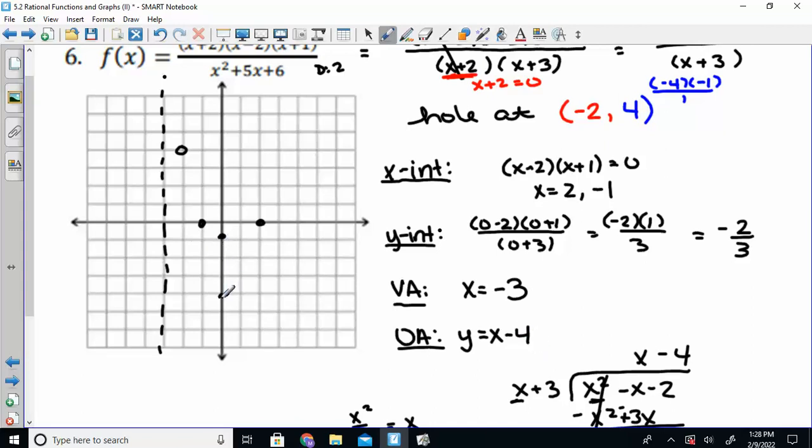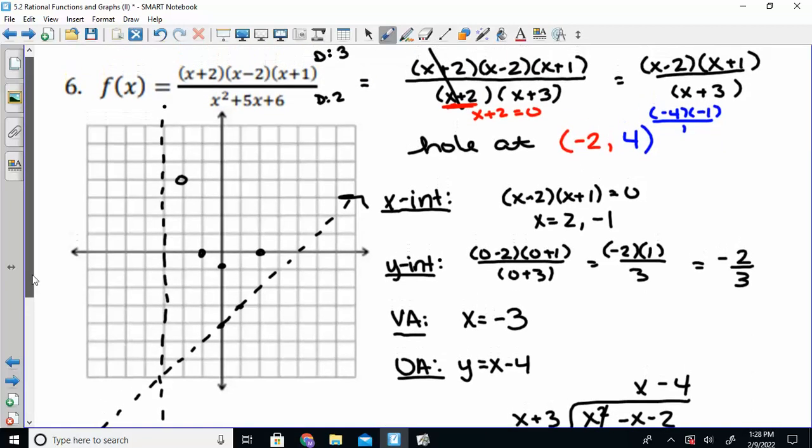Y-intercept is -4. Slope is 1, so rise 1 over 1. I'm going to go ahead and extend this off my graph a little bit because this graph should exist on both sides of the vertical asymptote. So I'm going to have to extend this out so I can get everything.